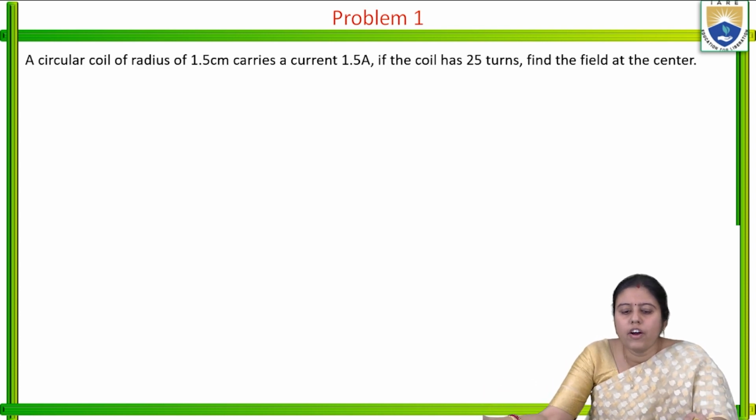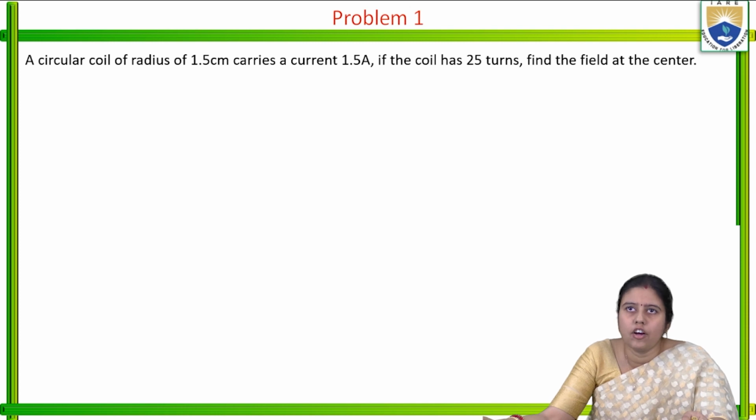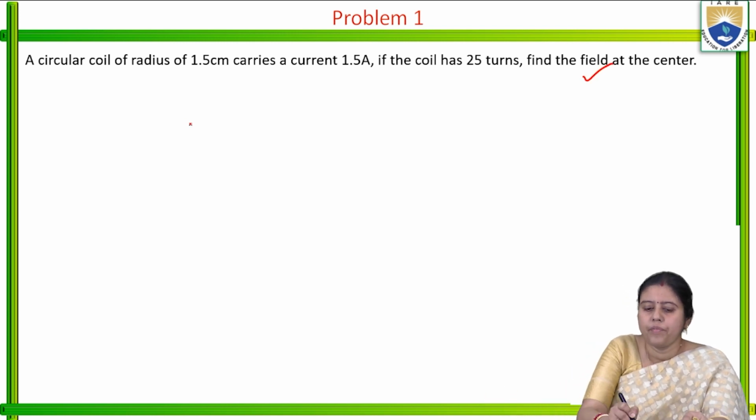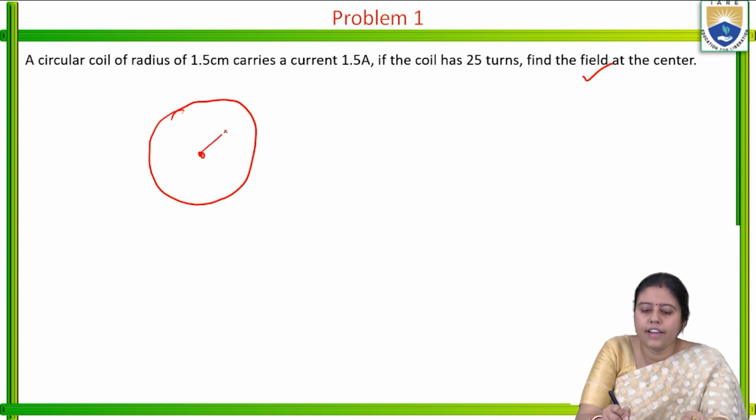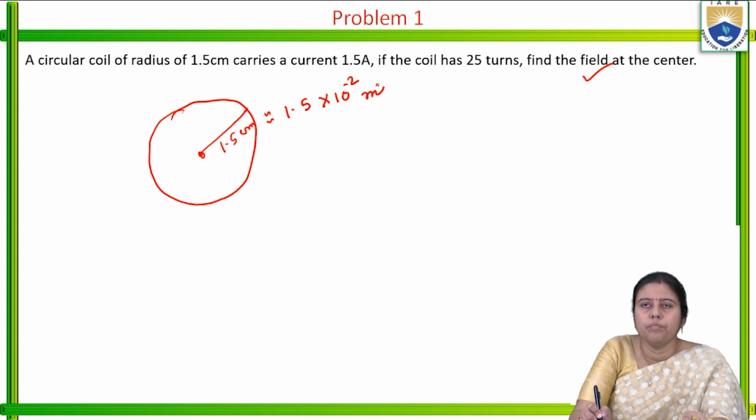A circular coil of radius 1.5 cm carries a current of 1.5 ampere. If the coil has 25 turns, find the field at the center. So we have a circular coil and the radius is 1.5 cm. We always have to convert it into meters, so 1.5 into 10 to the power minus 2 meter.